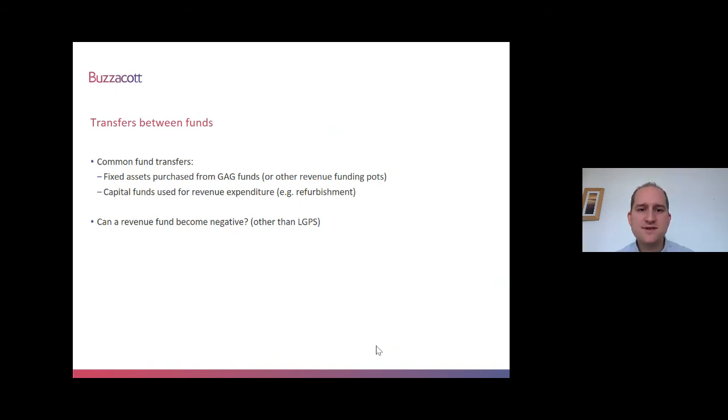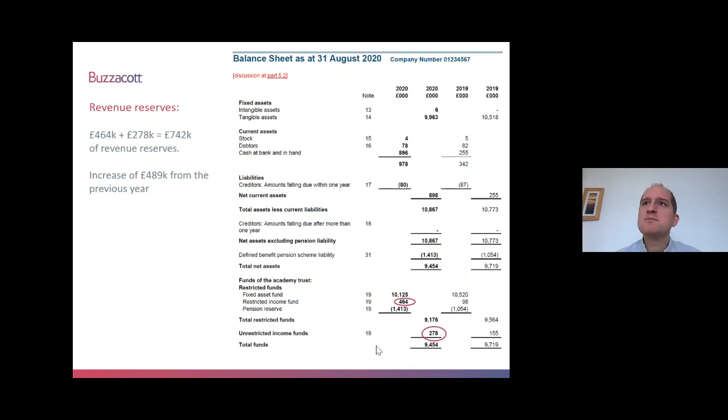So looking at transfers between funds. What kind of reasons do we have for transfers between funds? I've given the reasons already for the most common two transfers: purchases out of GAG funds, or maybe other revenue pots such as unrestricted funds, or fixed assets, or maybe some capital funds actually used for revenue expenditure for things like refurbishment. I highlighted also that the revenue funds normally don't become negative other than the local government pension scheme. Those are the key transfers, but again, it's important to understand what supports those transfers and have a reconciled figure for that.